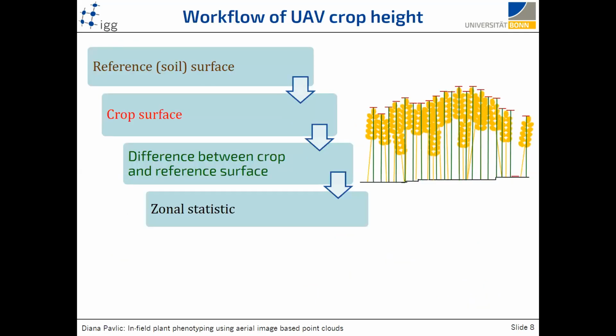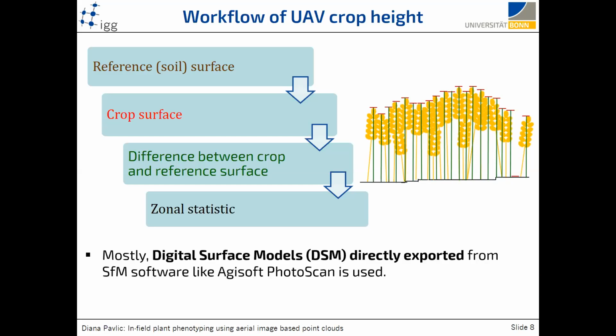There is an existing workflow for how to estimate crop height from UAV RGB images. So we need to have some reference soil surface, we need to have some crop surface, build the difference between the two surfaces, and use some zonal statistic to get the value per area of interest. But in this whole process, there are some things which need to be investigated, especially on the data side. And this is the following.